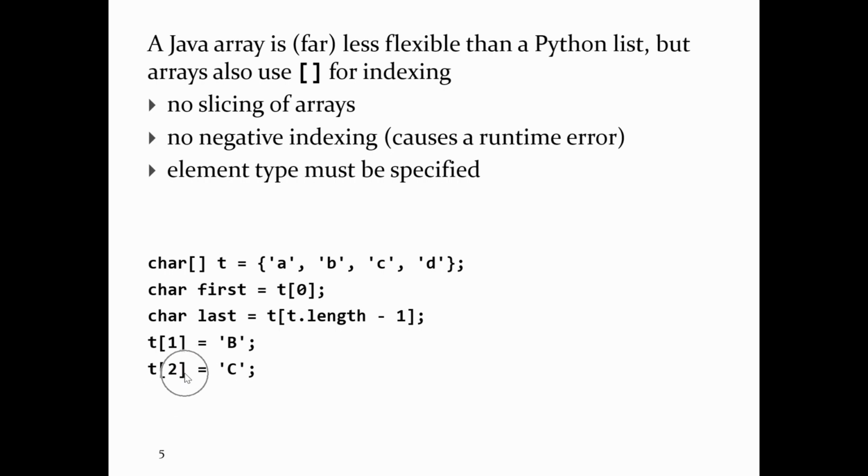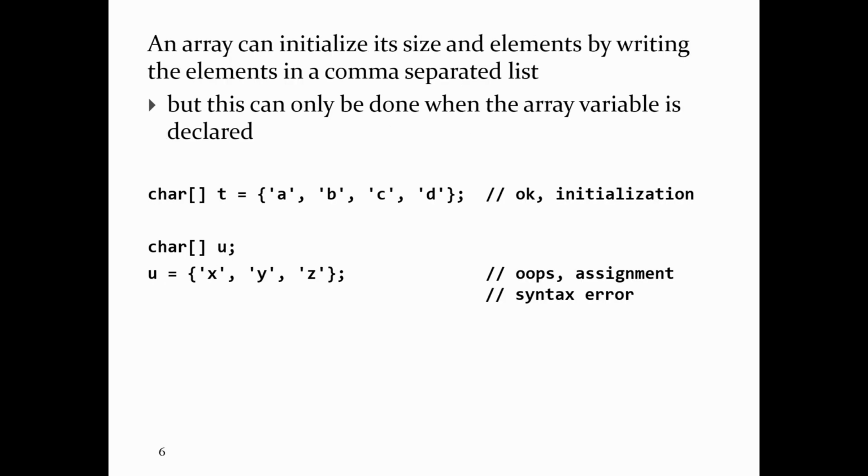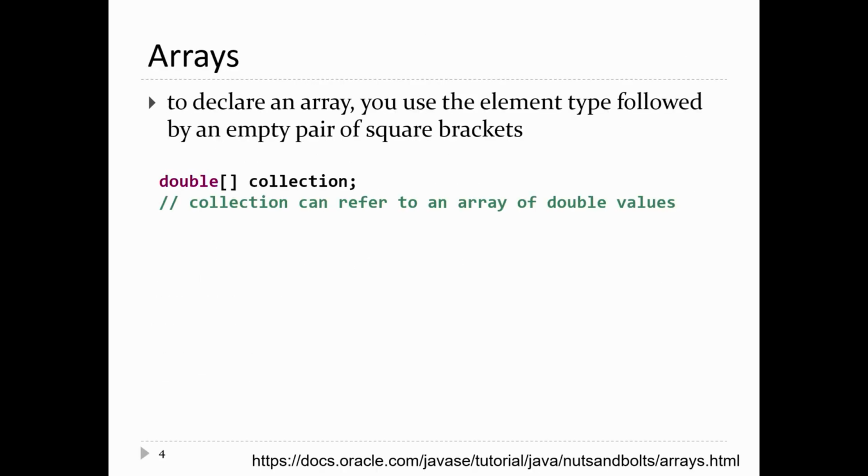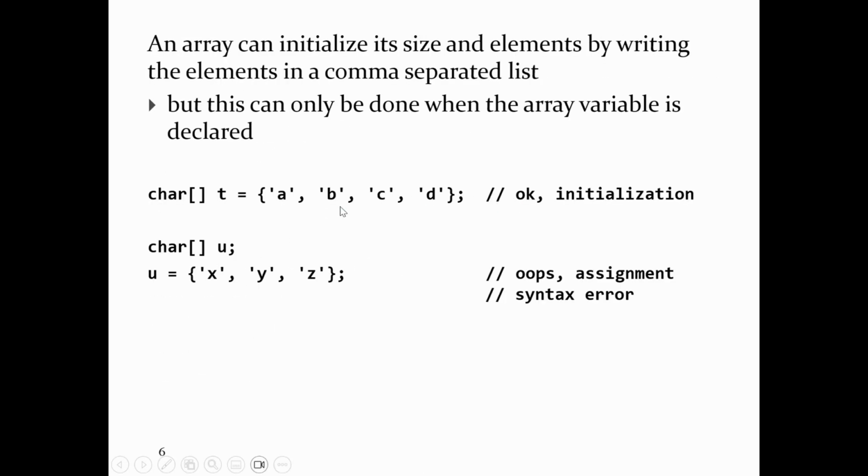And if you want to set elements of the array, you can do that too, again, the exact same way that you do in Python. You can initialize an array when you create it. So remember back here, no array yet. Here, t is a variable that refers to an array, and that's the array that it refers to. So you can use the braces and a comma-separated list to initialize an array. But you can only do it when you declare the array variable here. If you declare the array variable here but don't initialize it immediately, you can no longer use this brace notation to assign a value to the array.